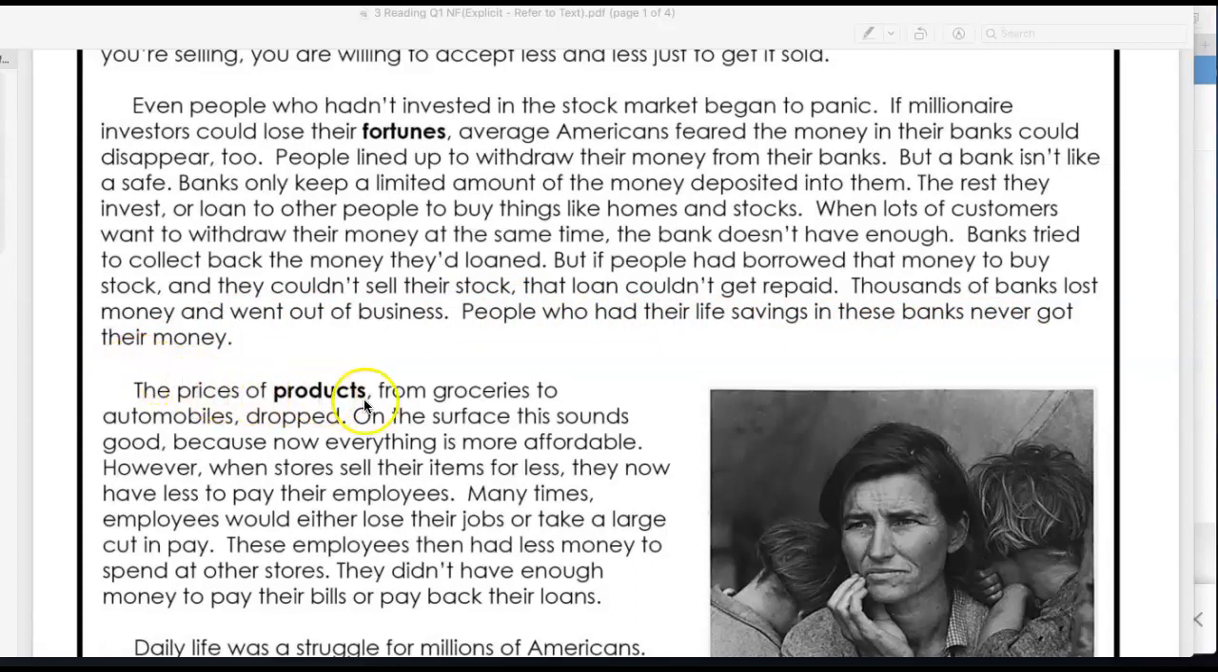The prices of products, from groceries to automobiles, dropped. On the surface, this sounds good because now everything is more affordable. However, when stores sell their items for less, they now have less to pay their employees. Many times, employees would either lose their jobs or take a large cut in pay. These employees then had less money to spend at other stores. They didn't have enough money to pay their bills or pay back their loans.